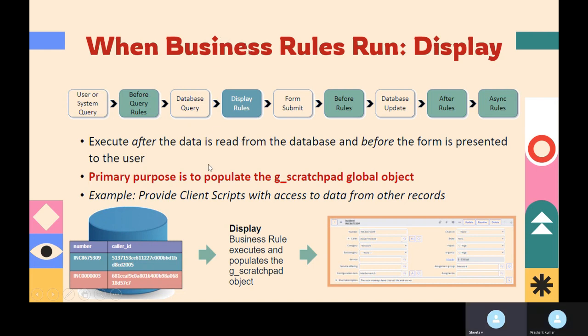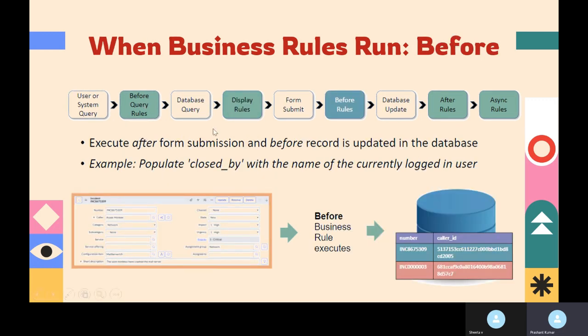All right, now we can proceed further, after form submission. After form submission we have the before rule, after rule, and async rule. Let's move to our before business rule. The before business rule executes after the form is submitted and before it is committed to the database. Suppose we have to execute after form submission and before the record is updated in the database. I told you the same thing, right?